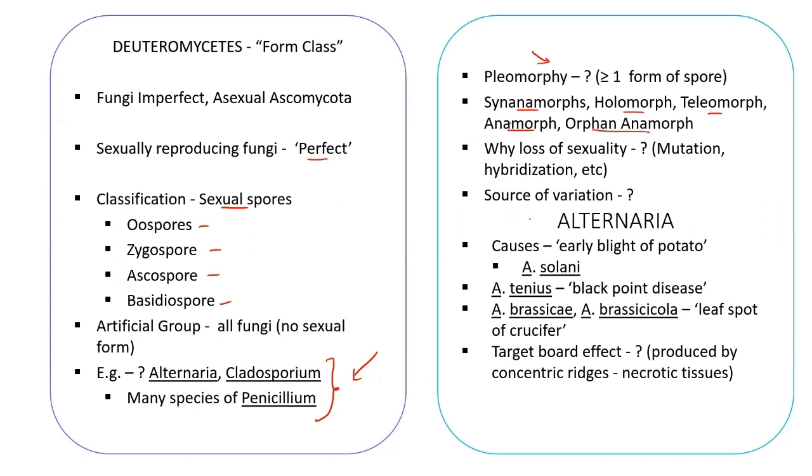Then Alternaria, it causes early blight of potato, which is included in this form class, and it is caused by Alternaria solani. And Alternaria tenuis causes black point disease. Then Alternaria brassicae and Alternaria brassicicola cause leaf spot of crucifers. Then what is the target board effect that we see in the case of early blight of potato?